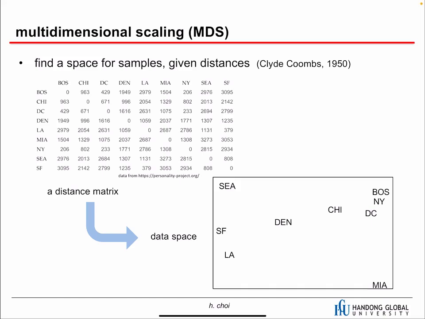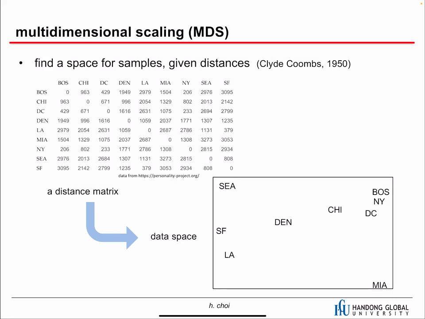The next one, which is strongly connected to PCA, is MDS, multidimensional scaling. So multidimensional scaling is quite a simple idea. When we have distances between all the pairs, then we know how to make a map.